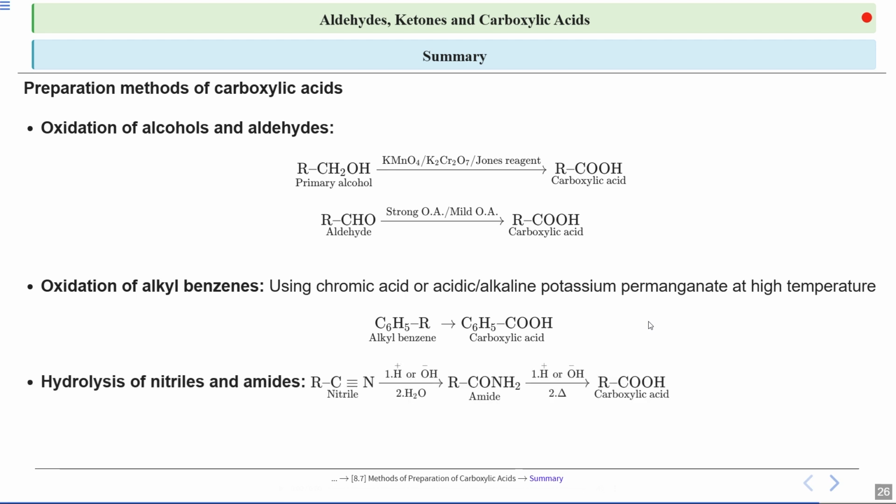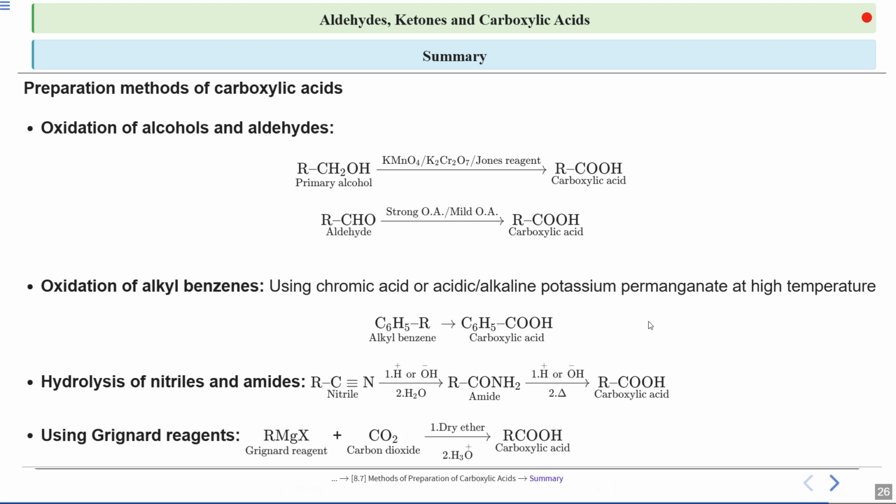Next, we saw the hydrolysis of nitriles and amides. By treating nitriles with acid or base, followed by water, we can convert them into an amide, and this amide can be further hydrolyzed to give you a carboxylic acid. So this is a two-step process. If the reaction conditions are mild, the reaction will stop at the amide stage. Next, we saw the Grignard reagent. By reacting a Grignard reagent with CO2, followed by acidification, you get the corresponding carboxylic acid.